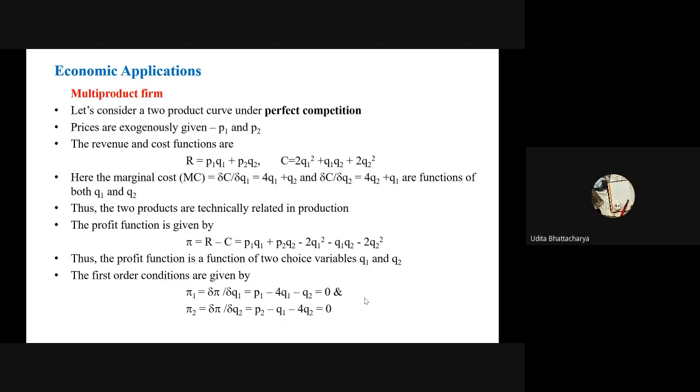Ma'am, in perfect competition, the price is set by the market, while in monopoly, the firm sets the price because there is only one firm producing. There is one seller, and there are a very large number of sellers in perfect competition. Yes, very good. So the main thing is market power.